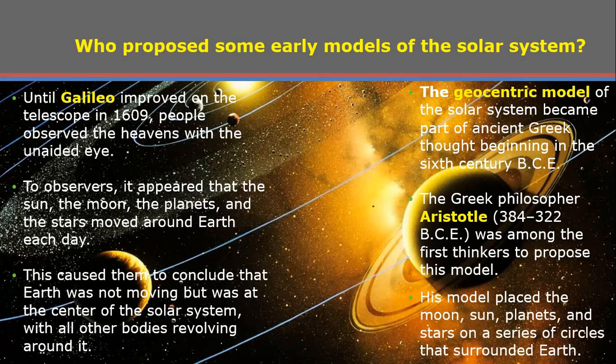In this model, of course, he placed the moon, the sun, the planets, as we said before, in a series of circular paths, or circles, around the earth. Okay, so all the planets and the sun and the stars and other bodies in the solar system are just revolving in circular paths around the earth.